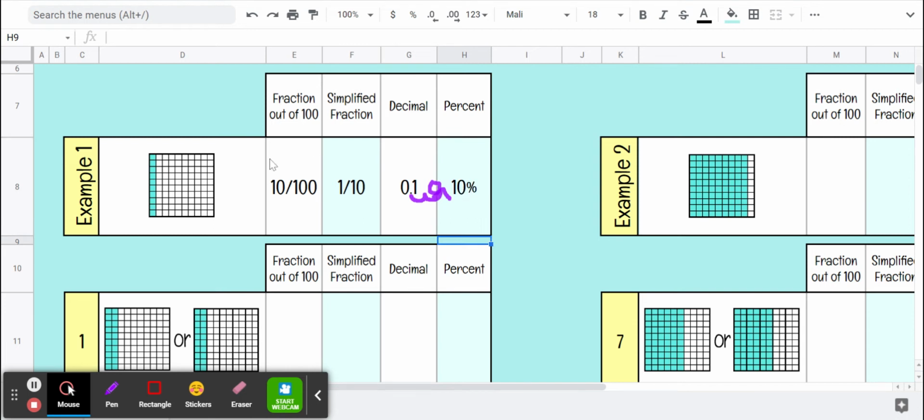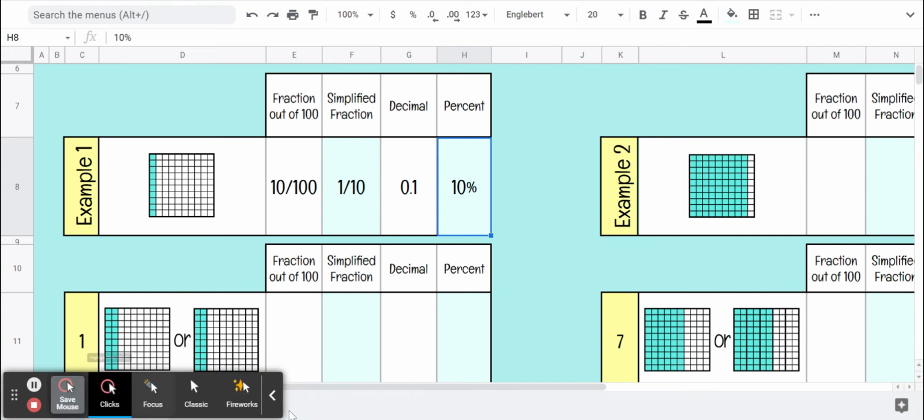Okay, 10% also makes sense with the picture. 10 out of these 100 are colored in. 10% means 10 per 100. Okay. These two cells are shaded blue because these are things that you're going to want to remember. You're going to want to remember 1/10 is the same as 10%. It will save you so much time in the future, 7th grade, 8th grade, high school. So you want to have those memorized.